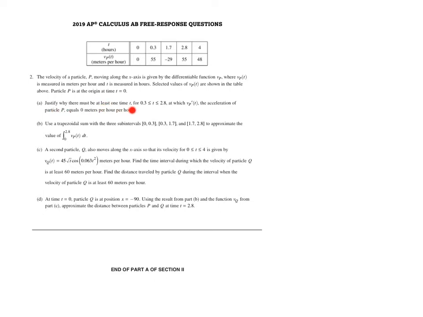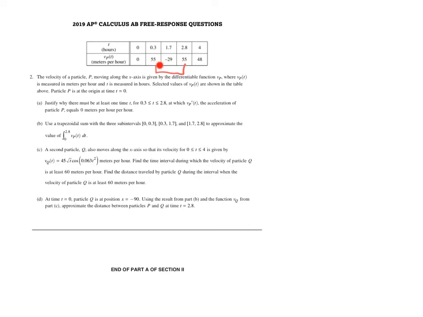Justify why there must be at least one time between 0.3 and 2.8 at which the derivative of this, which is velocity, so the derivative of velocity would be acceleration, equals 0 meters per hour. So why is that the case? Well, if we just look at this from 0.3 to 2.8, what has to have happened here? Basically we're saying the derivative of these values, why would it have to equal 0 at some point in time? And let's think about what that is.